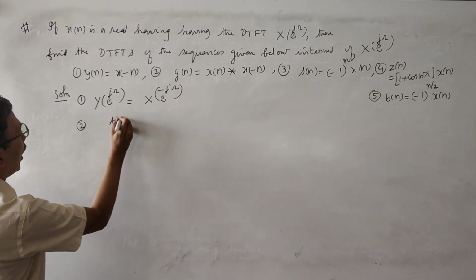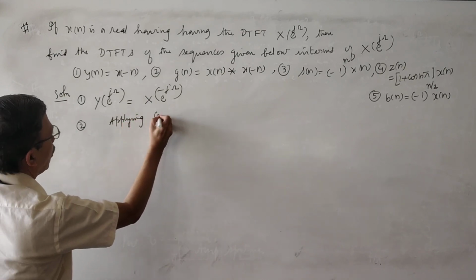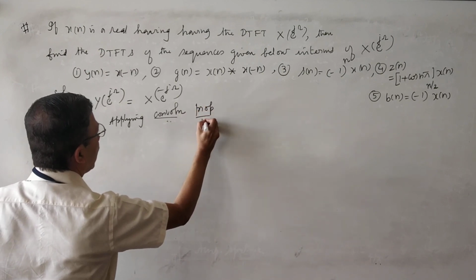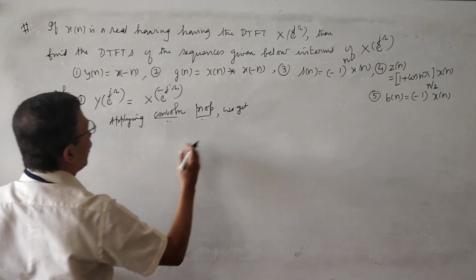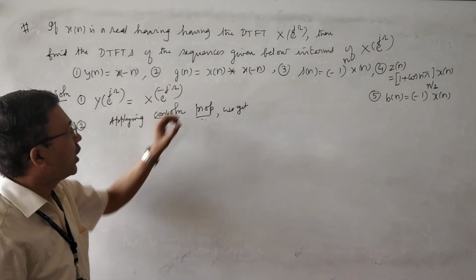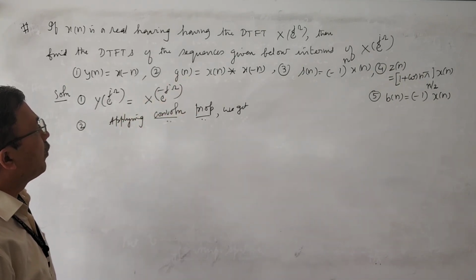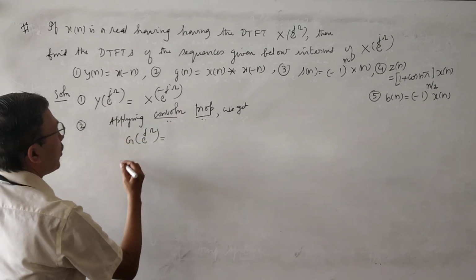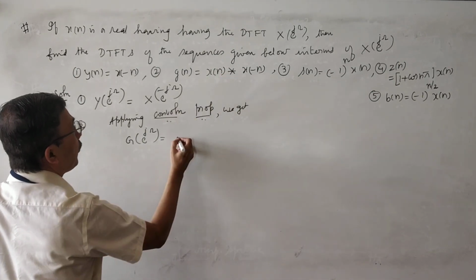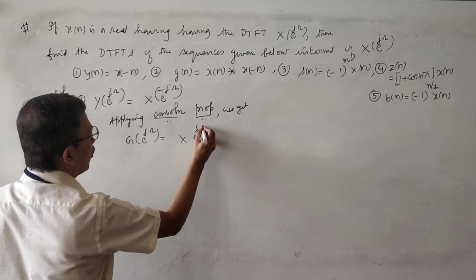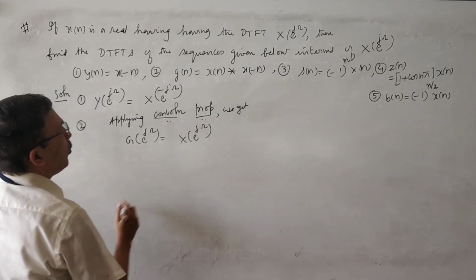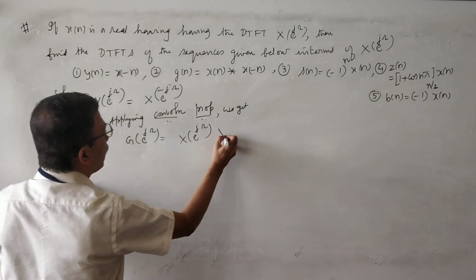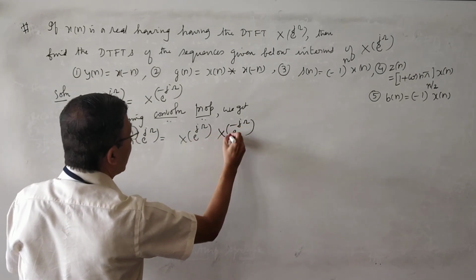Second one, applying the convolution property. What it says is time domain convolution is transformed into frequency domain multiplication. We get G of e power j omega is equal to, what is the DTFT of x of n? X of e power j omega. Convolution becomes multiplication. What is the DTFT of x of minus n? From the previous part, it is X of e power minus j omega.